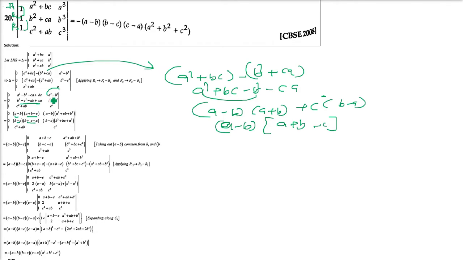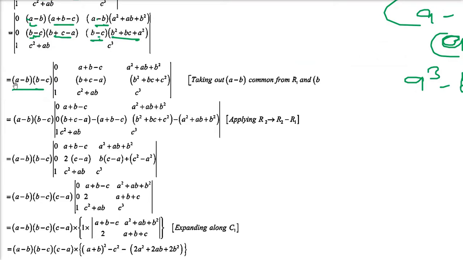In a cube minus b cube, it's a standard formula. The standard formula is, it will be equal to a minus b and a square plus b square plus ab. So you get a minus b. So in the first row we get a minus b common. In the second row we get b minus c common. So you can just take it out. A minus b, b minus c common. So whatever is left, we'll do something with that also.